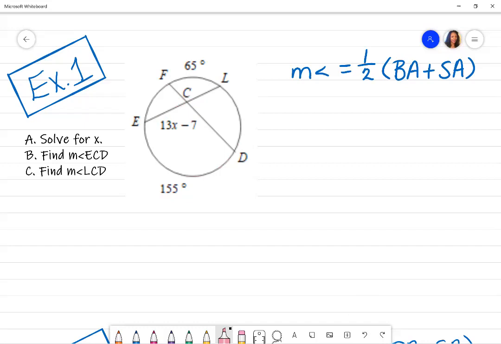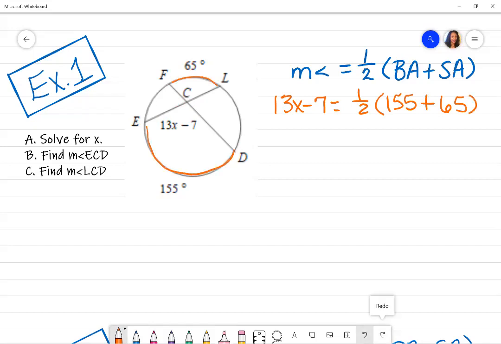So what I want to do is just fill in what I know. What I know is that the measure of the angle is 13x minus 7, and it's set equal to 1/2, which is part of the formula, the big arc, well, 155 is bigger than 65. When it's adding, it doesn't really matter, but you just want to be consistent. And again, the arcs are the ones that make up the edge of the circle. So make sure you understand the difference between an arc and an angle. An angle has a vertex with two sides connected to the arc so that you'll know what to substitute in.